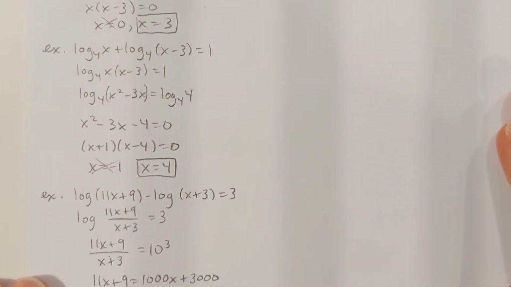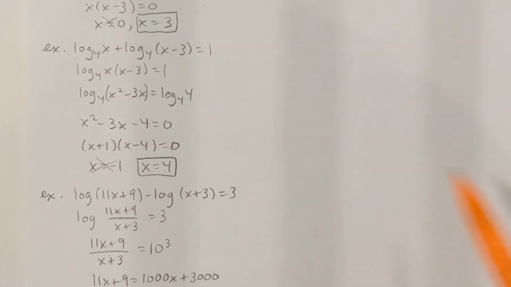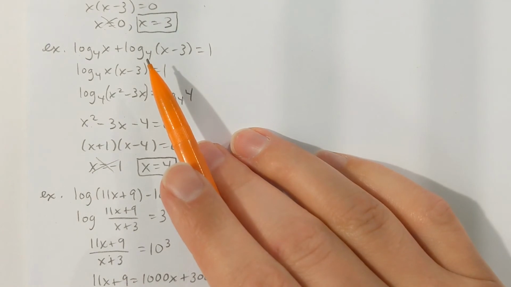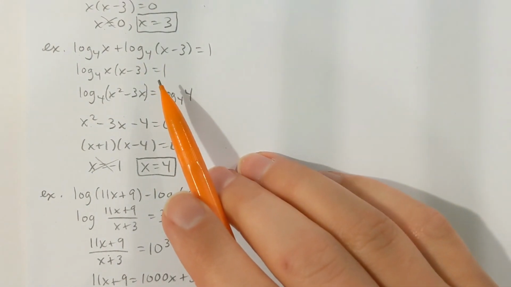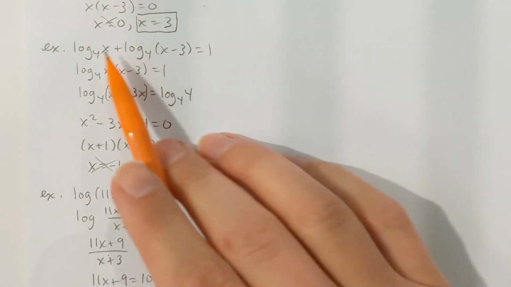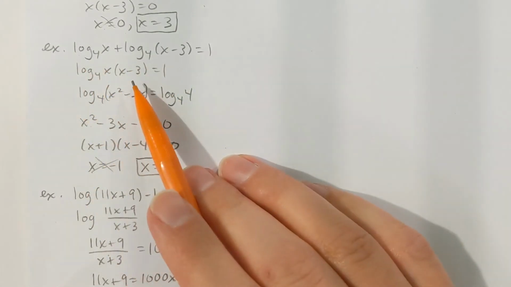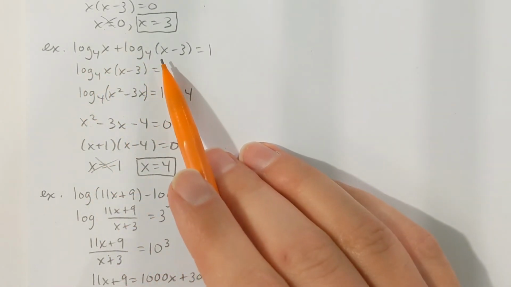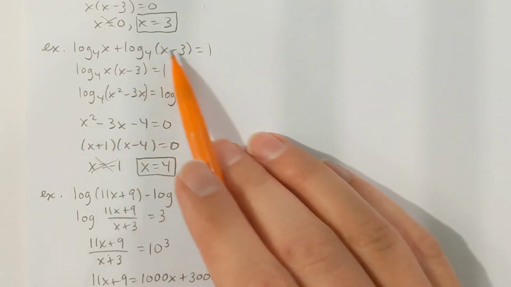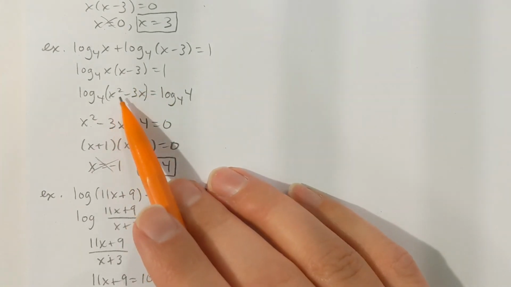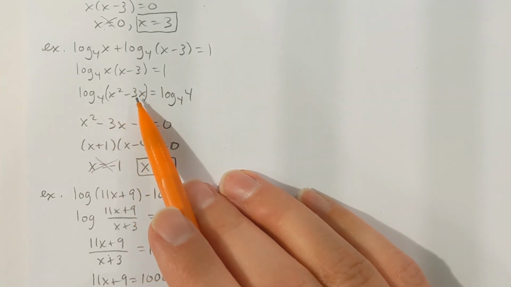Okay, here's another example. Another logarithmic equation, solve for x. Okay, let me combine these two logarithms into a single logarithm. I'm going to multiply the inner terms there using law 1 on that list of laws that I gave you. X times x minus 3 is x squared minus 3x.